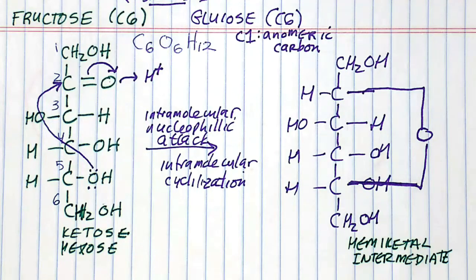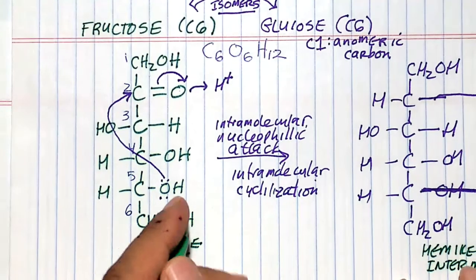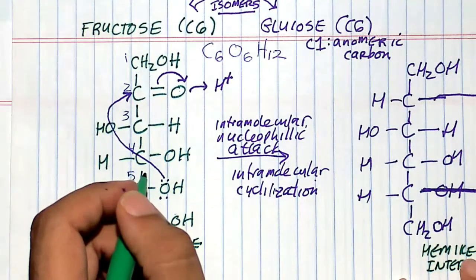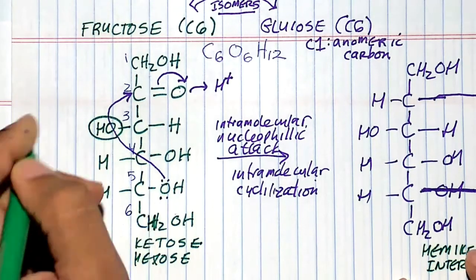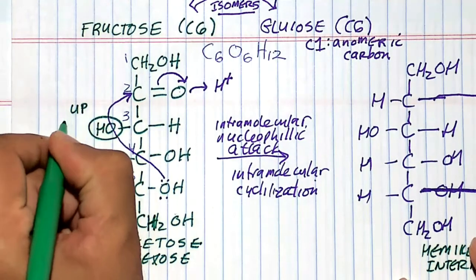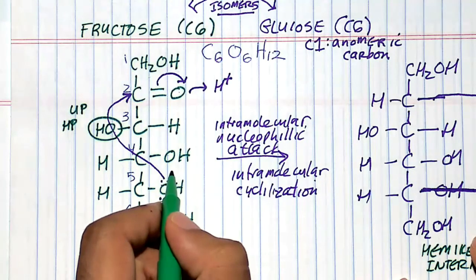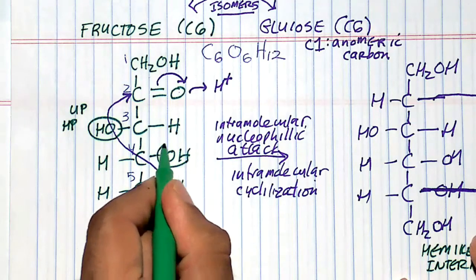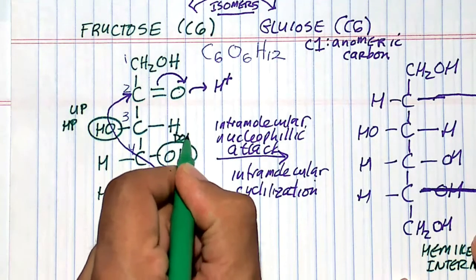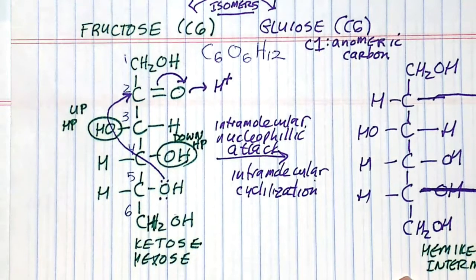So this is what it would look like in the Haworth projection. Coming back to fructose here, on the Fischer projection, if your substituent on the chiral carbon is facing the left-hand side, that is up in the Haworth projection. If the substituent on the Fischer projection is facing the right-hand side, that is down in the Haworth projection. Okay, HP stands for Haworth projection.